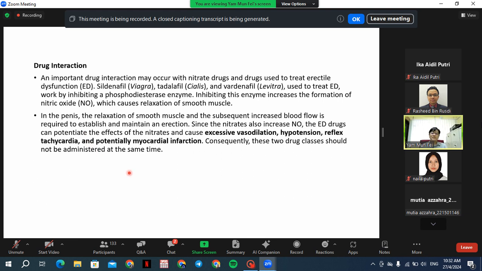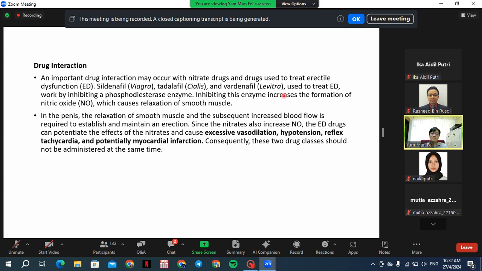So for drug interactions, since they involve the nitric oxide pathway, those drugs that involve the nitric oxide pathway might also interact with this nitrate. I'll give you a few examples. Viagra, Cialis, Levitra. These three are the drugs that we use to treat erectile dysfunction, because the mechanism of the pathway is quite similar. The only thing is the target organ is different.